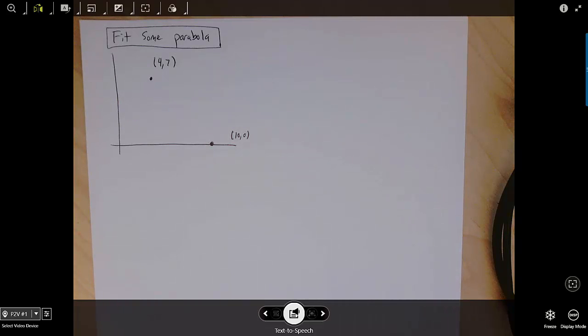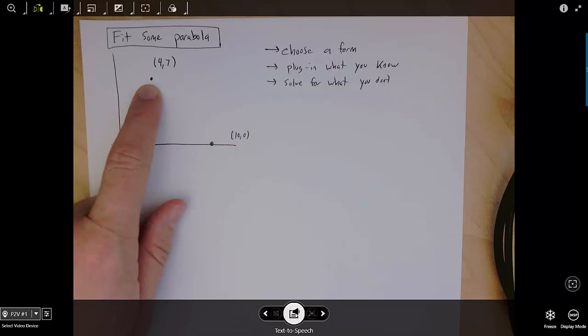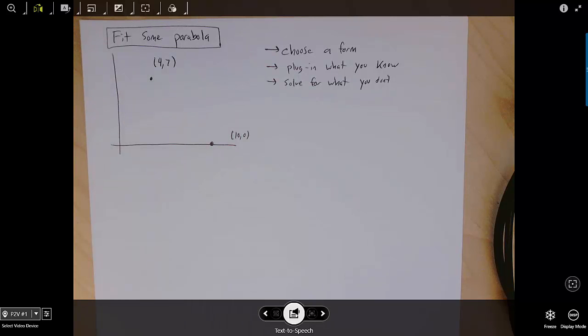Okay, so let's say we had 2 points, and I want you to fit some parabola. Let's do the kind of regular algebraic thing. Let's choose one of the forms, we'll plug in some information we know, and then we'll solve for the information that we don't. So two particularly easy parabola to think about would be what if this was the vertex, or what if that was the vertex? If this is the vertex, it's easy enough to plug in the information we know to vertex form, because that's what it was invented for.